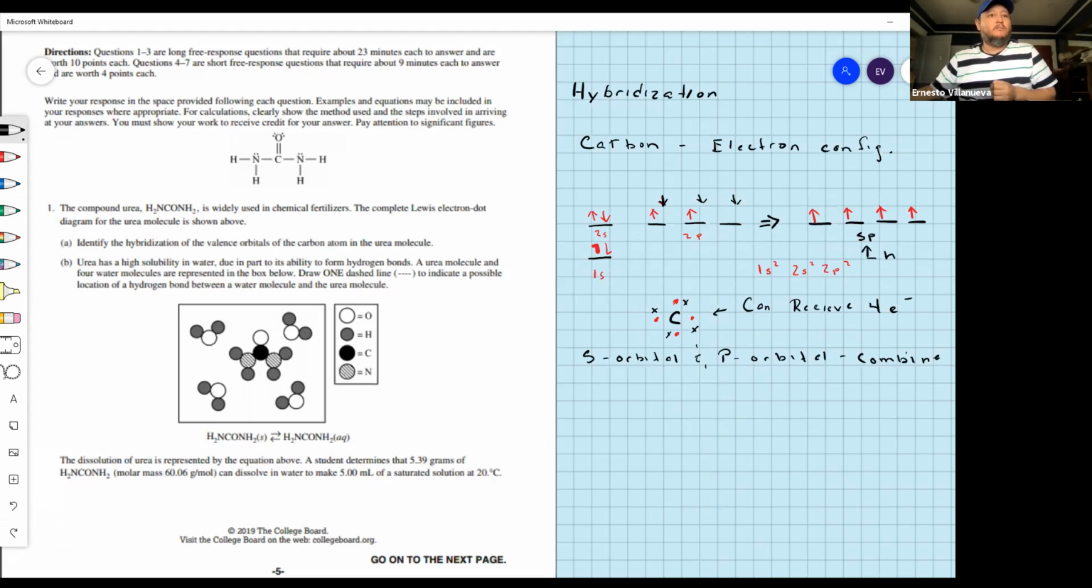This is now called a hybrid. Okay. So when you have the hybrid orbital, now carbon has the space necessary to receive those 4 bonds, or those 4 electrons.